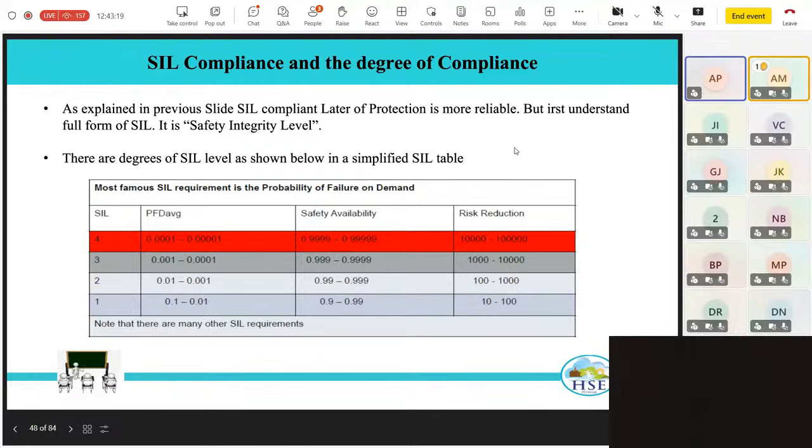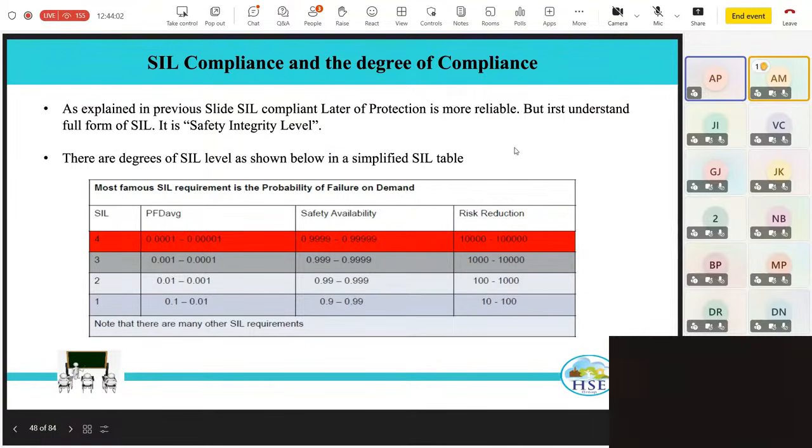Okay, an example, as explained in the previous slide, SIL compliant layer of protection is most reliable, but first understand the full form of SIL. It is safety integrity level. There are degrees of SIL level as shown below in a simplified SIL table. This is a little bit simplified. This is not the IEC 61508 table, but for the sake of explanation, we have removed some greater than, less than signs and all, just to make the concept understood. Okay, so there are four levels of SIL: SIL 1, SIL 2, SIL 3, and SIL 4.